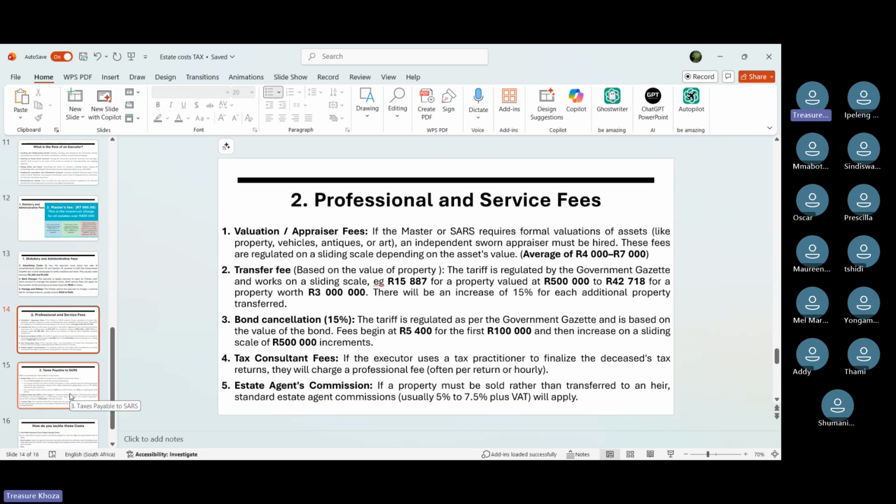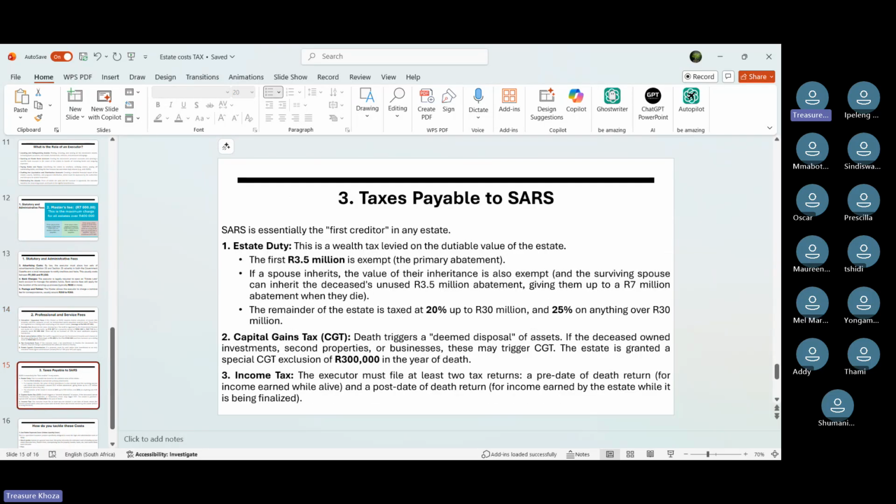And then the third category of expenses that you have to cover in settling your estate is the taxes payable to SARS. As I've said, SARS is the first creditor in the estate. So, estate duty: I spoke about this, but let me repeat it because there are some things I didn't mention. You need to pay estate duty taxes.